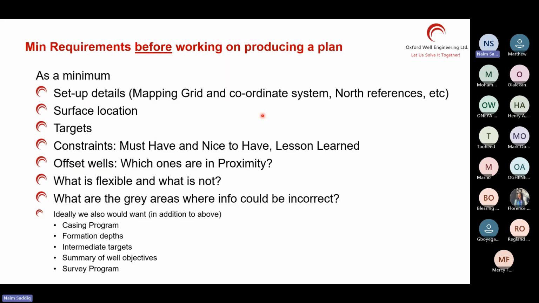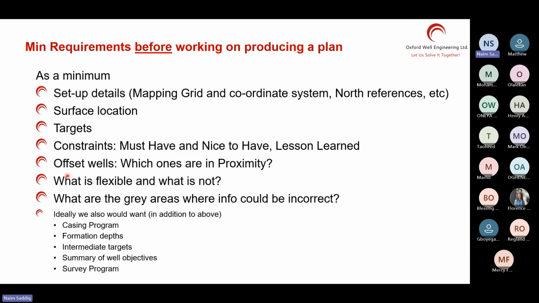If you don't have a surface location, ask them, can I select a surface location? Would you allow me to choose a suitable location? You can do that. You can start from somewhere and then shorten the trajectory following the constraint, of course. Constraints are the biggie. You need to ask for constraints. Where to kick off? What is the allowable depth of the kickoff?